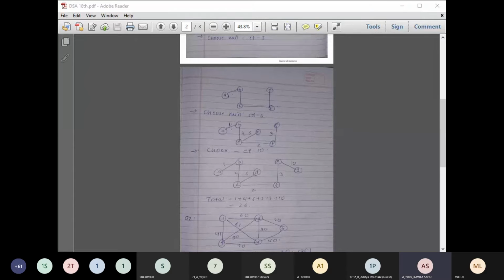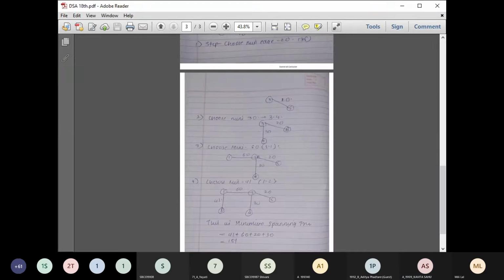Yeah, this is the second question. We have to find the minimum spanning tree. So in this, we have to first select the minimum edge. So I have selected the 20, that is 2 and 5. And afterwards, including the 3 and 5 vertex, we have to choose the next minimum edge. So I have selected 3 and 4, that is 30.